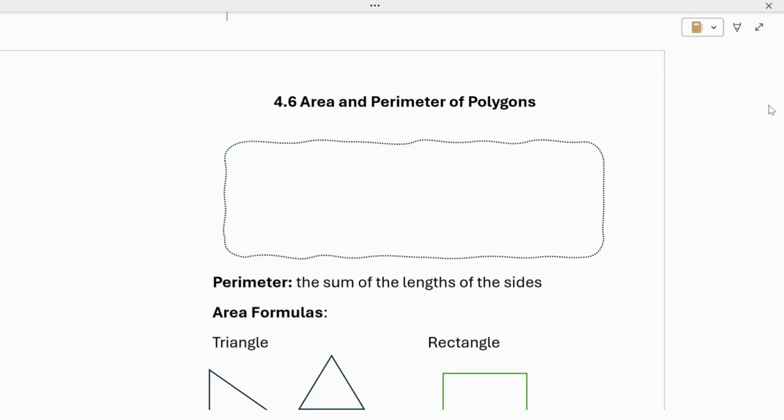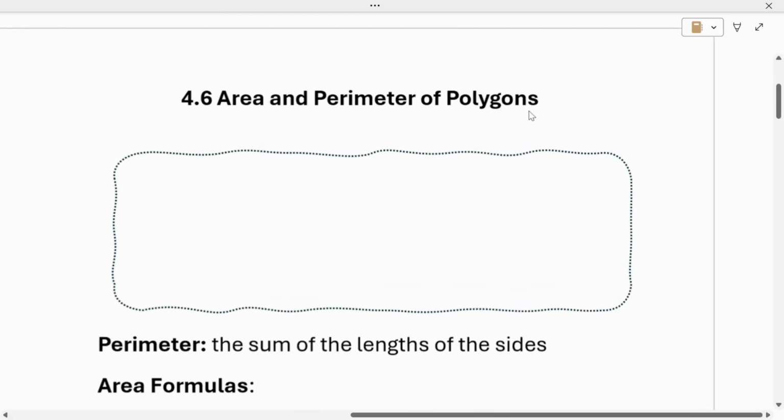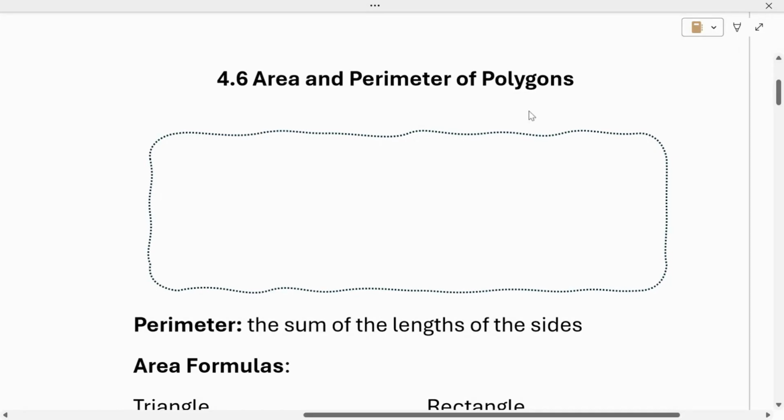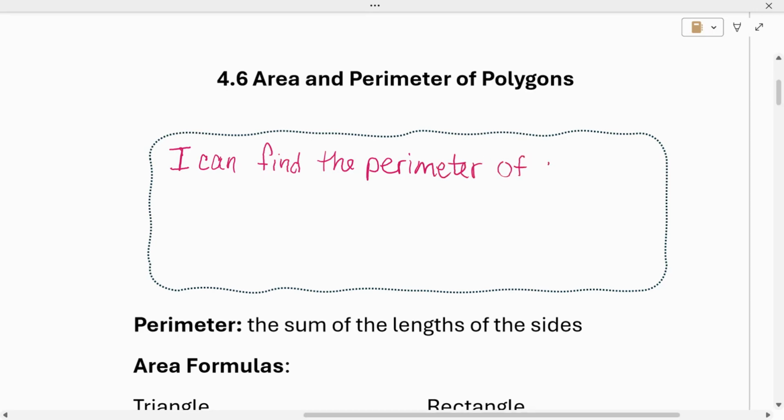Okay, so here we go. I have to write down the I can statement for 4.6. This lesson today is going to be how to calculate the area and the perimeter of a polygon. So here we go. I can find the perimeter of a polygon.